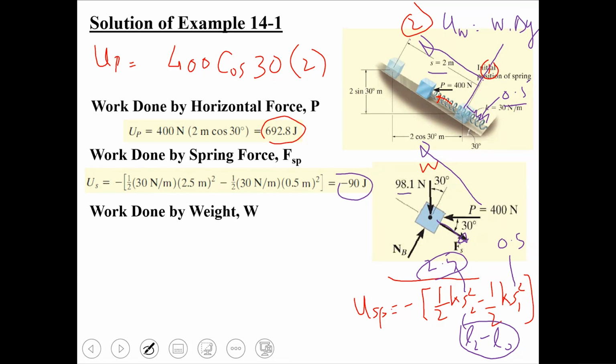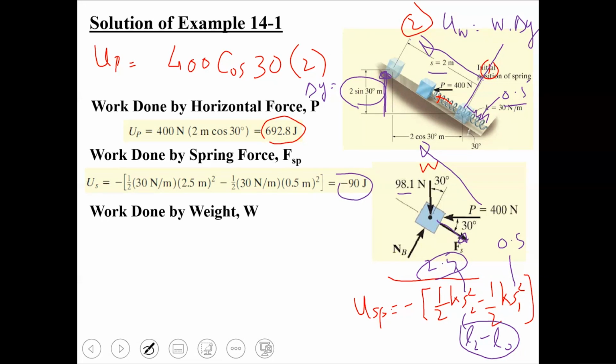What about delta y? वर्टिकली कितना weight displace हो रहा है between position 1 and position 2? It is going to be 2 sin of 30, isn't it? Yes, sir. So delta y is 2 sin of 30. Weight is acting downward. What is the direction of delta y between position 1 and 2? Upward or downward delta y? Upward. So weight is acting downward, delta y is upward.